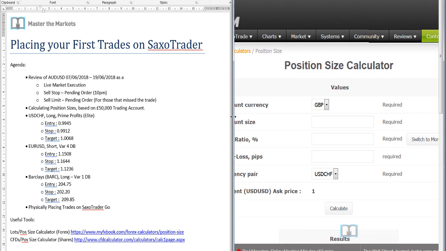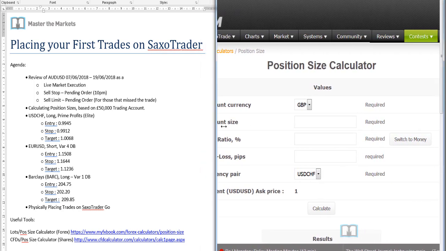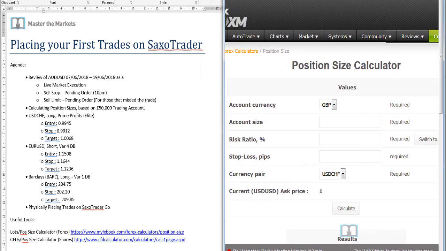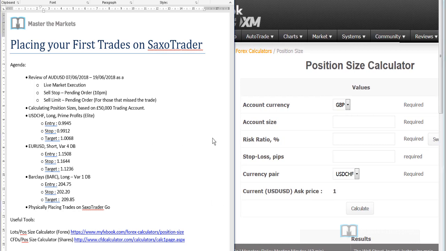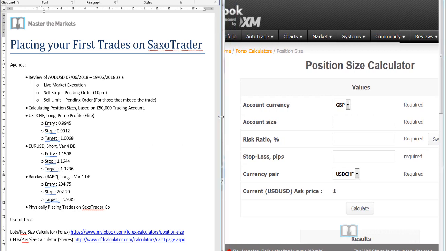Okay, perfect. So again, let's just open this out a little bit more. That's what we need just there. And I'm going to just share this out a little bit more there as well. Okay, so what do we have? The first opportunity I want to size up is the dollar Swiss long prime profits strategy on Vedanta Elite.